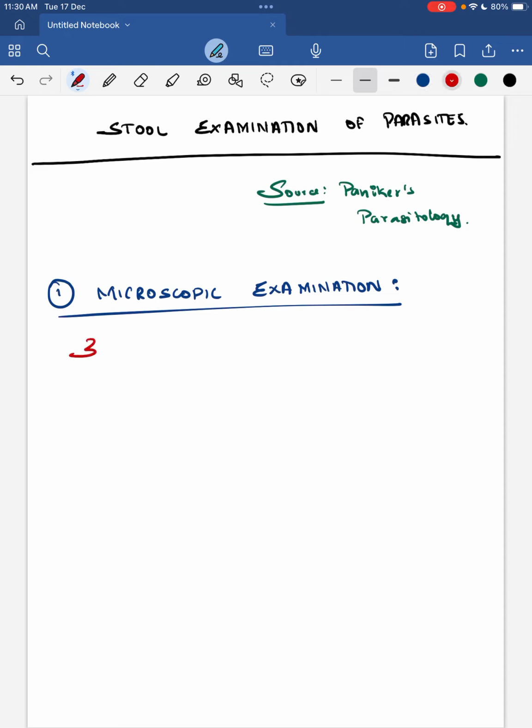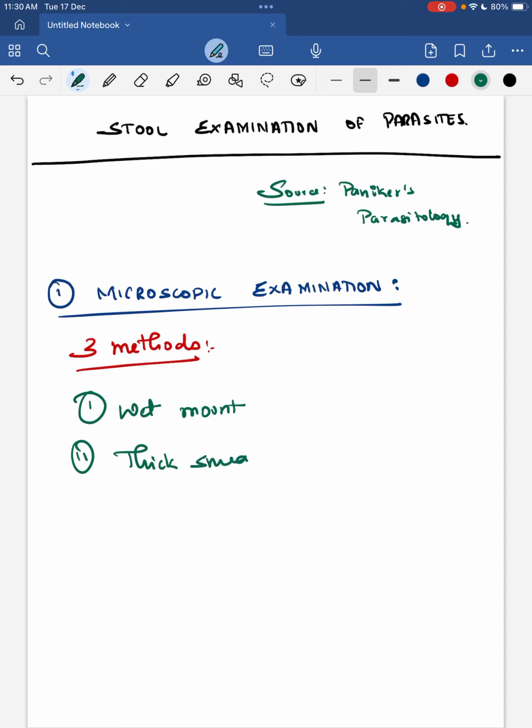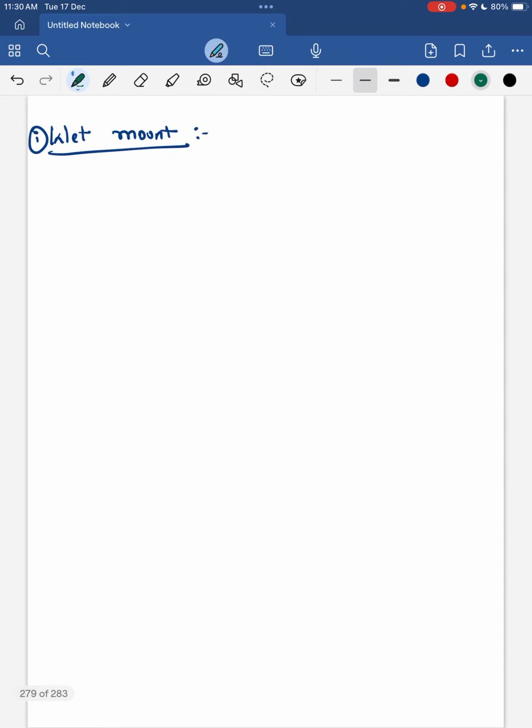Coming to the microscopic examination, we have three methods here. First one is your wet mount, second one is your thick smear, and third one is your permanent stained smear. So one is your wet smear or wet mount, next one will be your thick smear, third one will be your permanent stained smear. Yes, coming to the wet mount first.